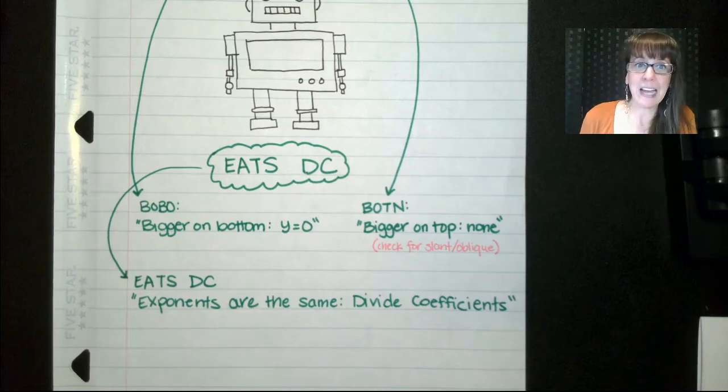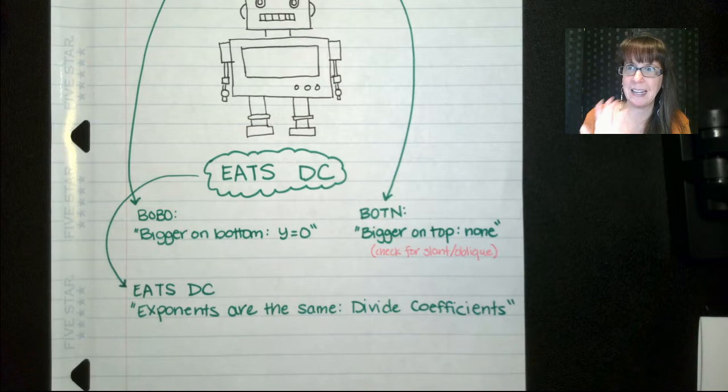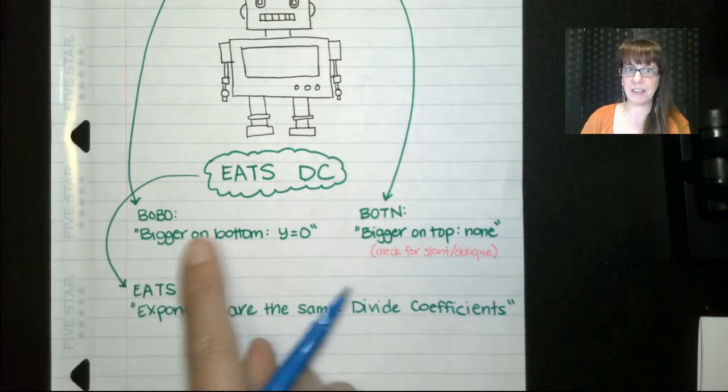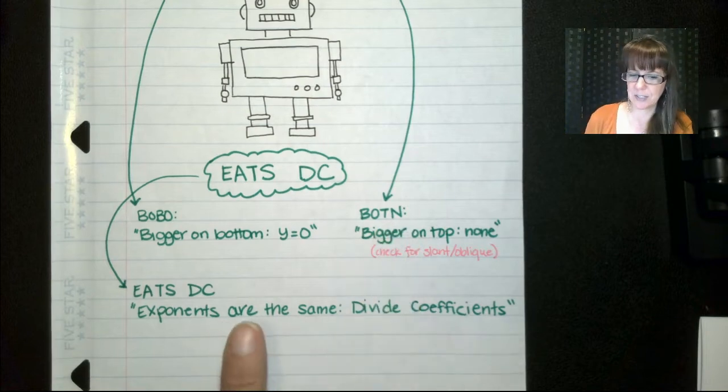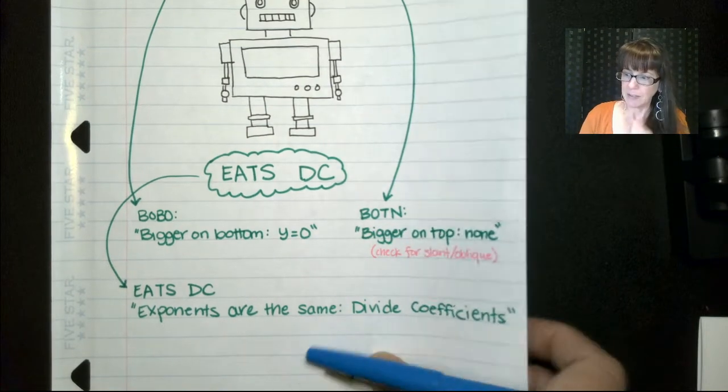Eats DC: exponents. If the exponents are the same, you're going to divide your coefficients. Now, this probably doesn't mean anything to you at the moment, but it will in just a second. Write that information down. At the very least, you're going to want to write these three things so that you can reference them.